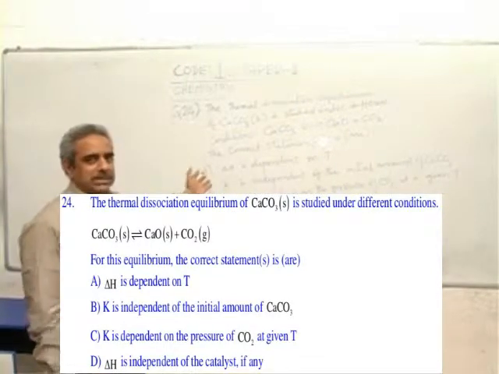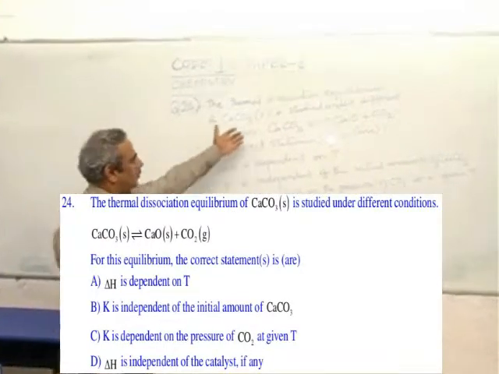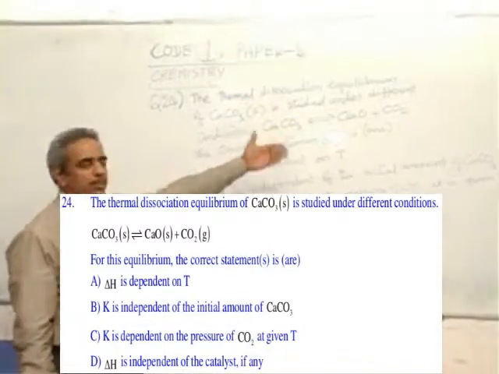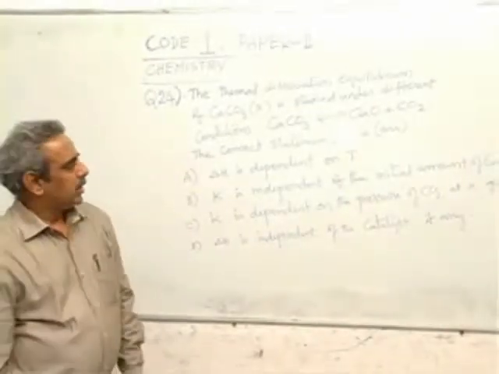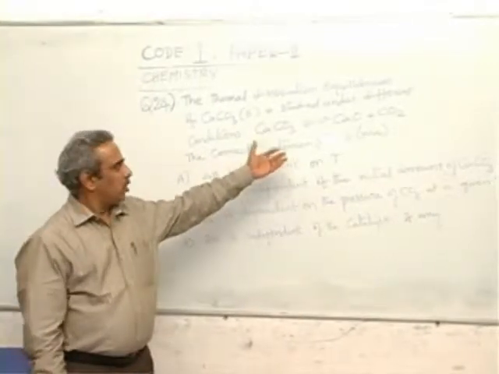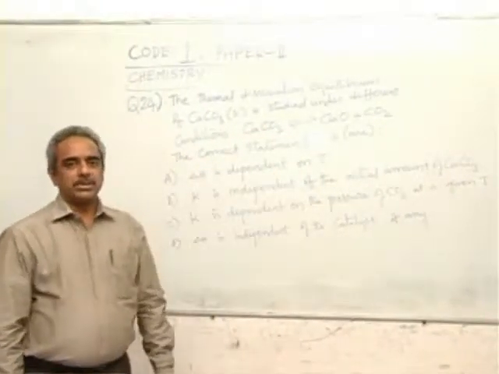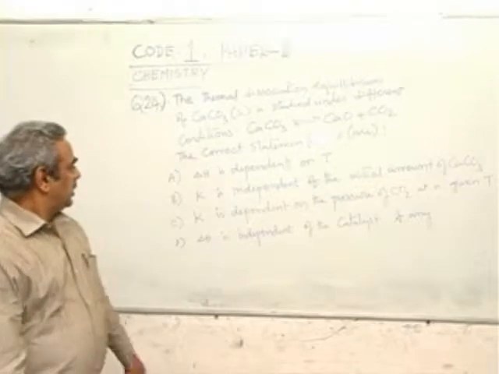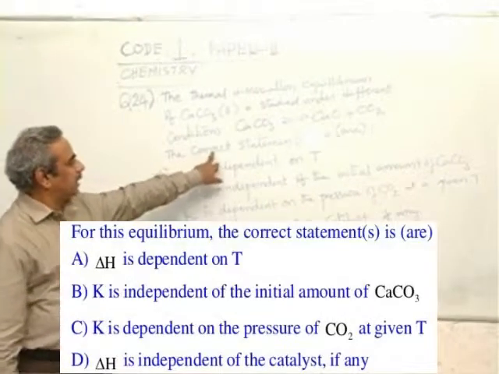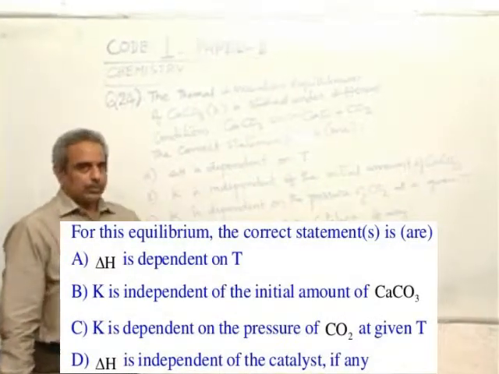As far as this question is concerned, we are studying the decomposition of calcium carbonate. In this equilibrium state, we have two solids and one gaseous substance involved in equilibrium. He is asking for the correct statements out of the four.